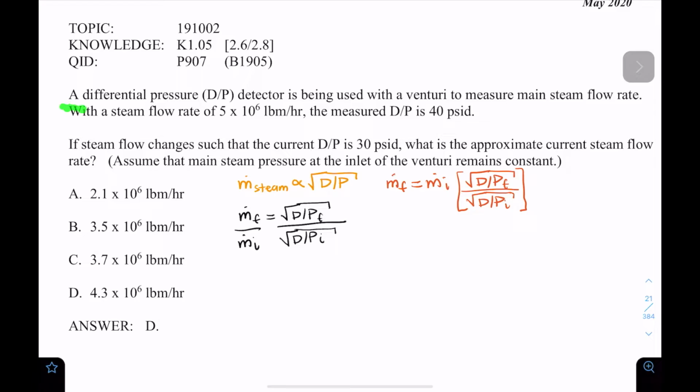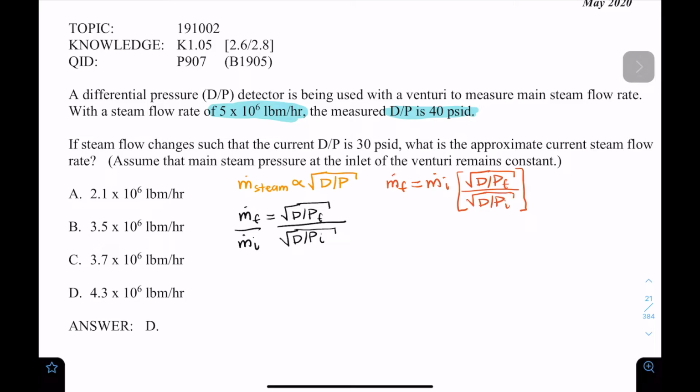The question states, a differential pressure detector is being used with a Venturi to measure main steam flow rate, with a steam flow rate of 5 times 10 to the 6 pound mass per hour. So that's something important, that's my first value. And it's telling me that the measured dP is 40 PSID. Those are my initial values.